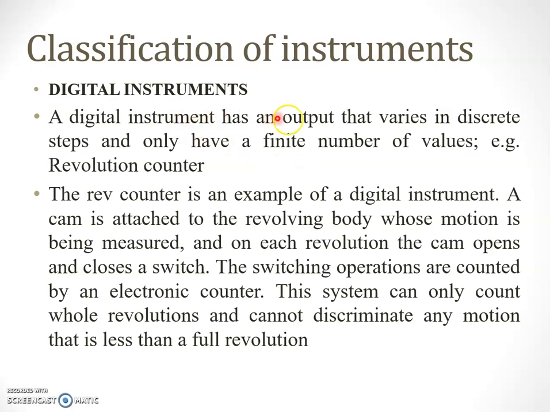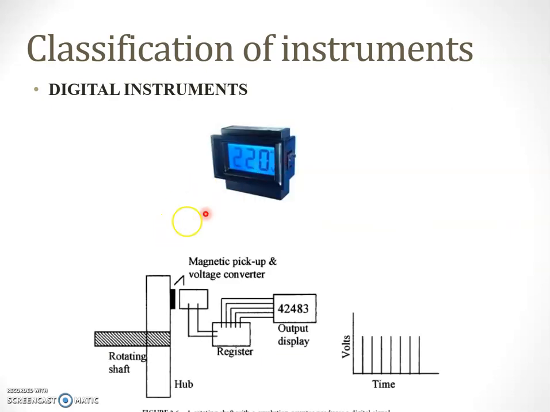Then we are moving to digital instruments. A digital instrument has an output that varies in discrete steps and only has a finite number of values. The analog instruments have an infinite number of values within the range of the instrument. Here there is a finite number of values. An example is the revolution counter. A revolution counter is an example of a digital instrument. And nowadays most of the instruments we are using are of the digital type. These are examples of digital type instruments. So this is all about analog and digital instruments.